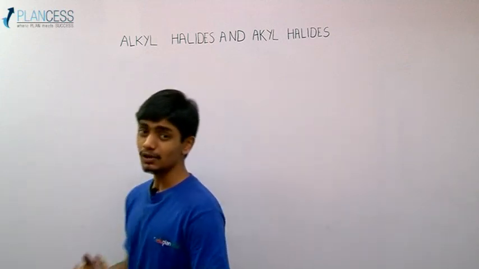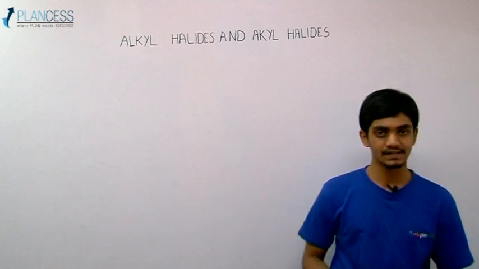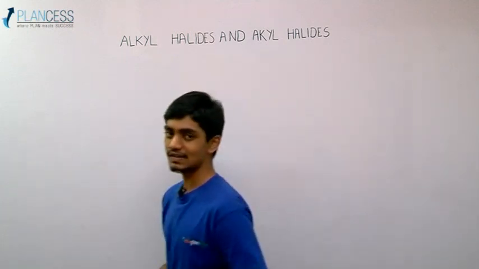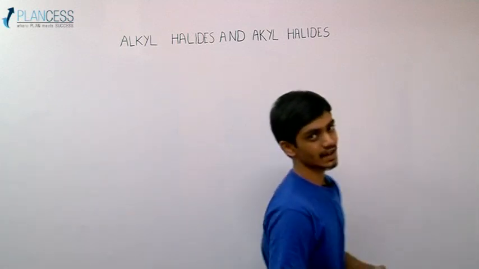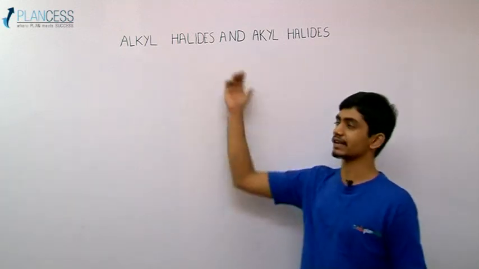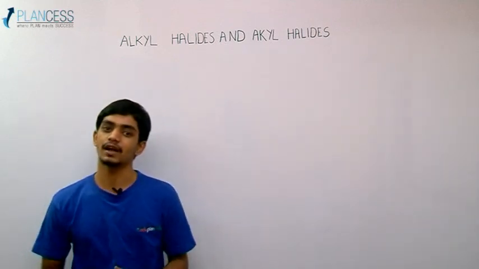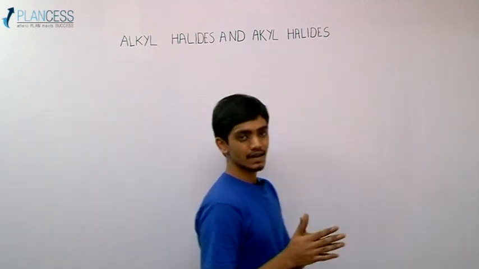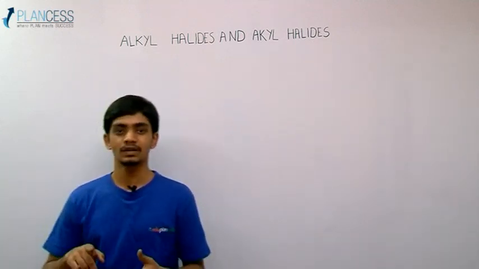Now this is another class of organic compounds, the study of which we have started with alkanes, then we have studied alkenes and alkynes, and today we are going to study the properties of alkyl halides and aryl halides. First of all, what is an alkyl halide? An alkyl halide is a simple organic compound with a halogen derivative, that is, there is a substituent of either fluorine, chlorine, bromine or iodine.